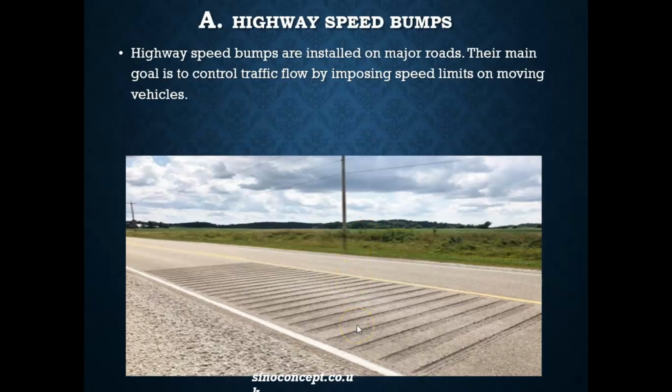The first one is the highway speed bump, and as we know from its name, these are installed on major roads. Their major goal is to control traffic flow by imposing speed limits on moving vehicles. They can also be used on other roads and city streets where pedestrian and vehicle activity is high. We can use this type of speed bump, just like what we can see in this picture.